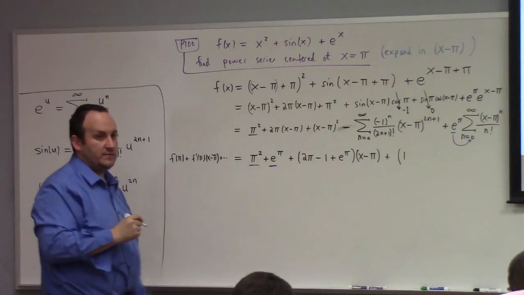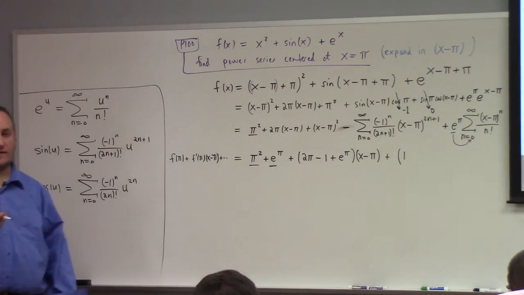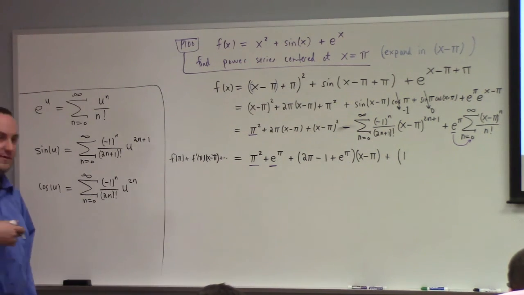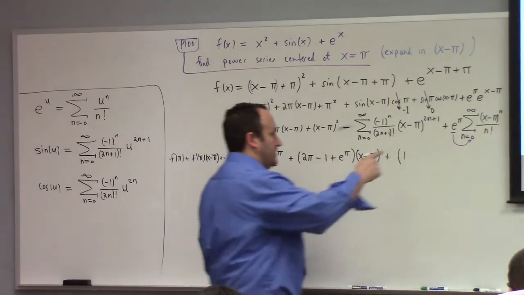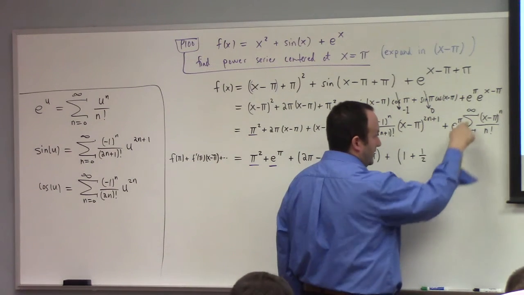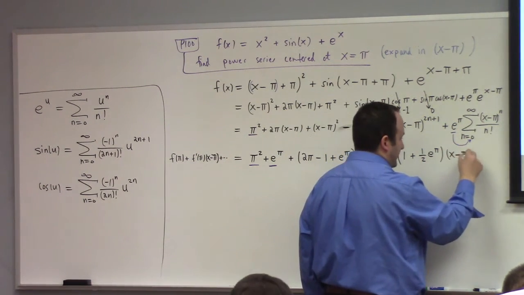There's a 1 from that. And is there any quadratic term in the sine expansion? Well, sine is an odd function. No. The sine of x minus pi has nothing to offer here at the x minus pi squared level. And we do pick up 1 from here, 1/2 e to the pi, times x minus pi squared. Okay.